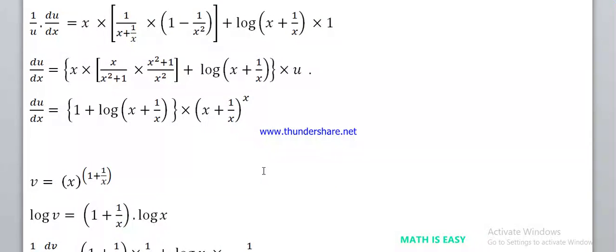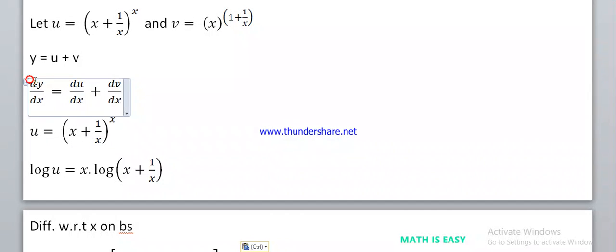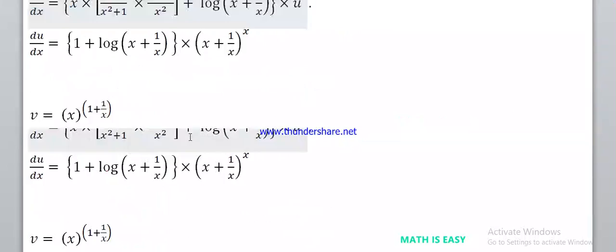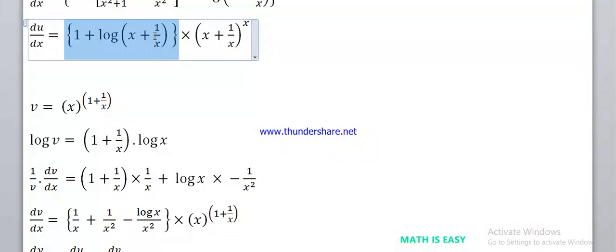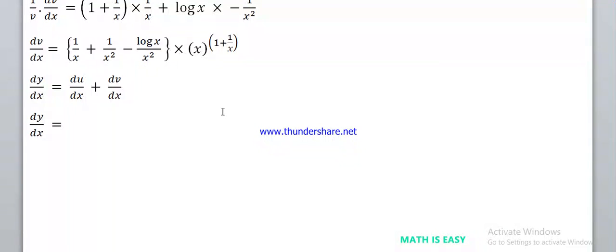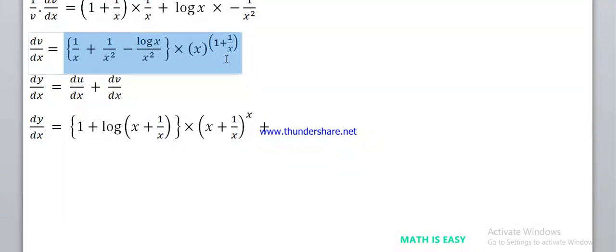Now I got du by dx value, I got dv by dx value, but according to the condition, dy by dx equals to this one. Final step answer, dy by dx equals to this one. Then finally, dy by dx equals to du by dx. What you got du by dx? I got du by dx as this one. And put du by dx as this one, plus dv by dx as this one.